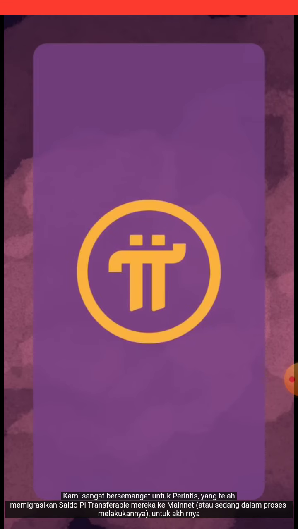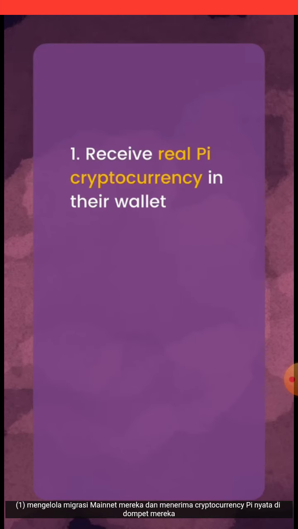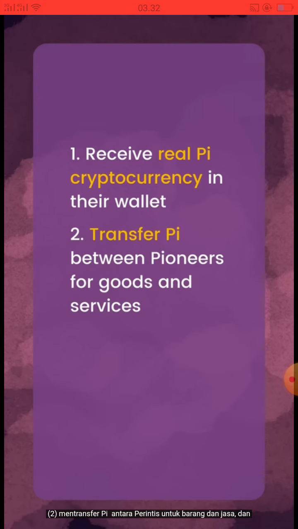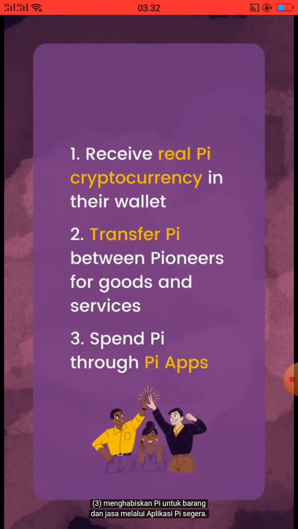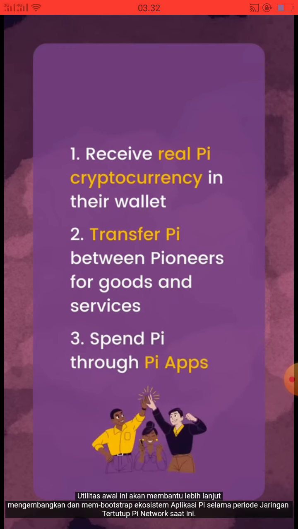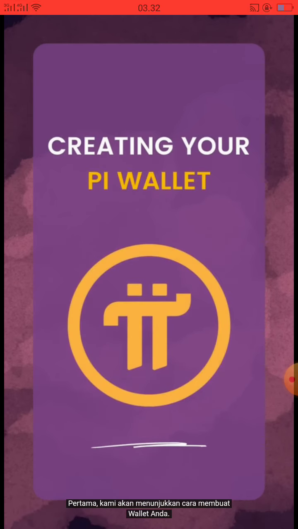We're so excited for pioneers who have migrated their Pi transferable balance to mainnet or are in the process of doing so to finally: 1, manage their mainnet migrations and receive real Pi cryptocurrency in their wallet; 2, transfer Pi between pioneers for goods and services; and 3, spend Pi for goods and services through Pi apps very soon. These initial utilities will help further develop and bootstrap the Pi app ecosystem during Pi Network's current enclosed network period. First, we'll show you how to create your wallet.